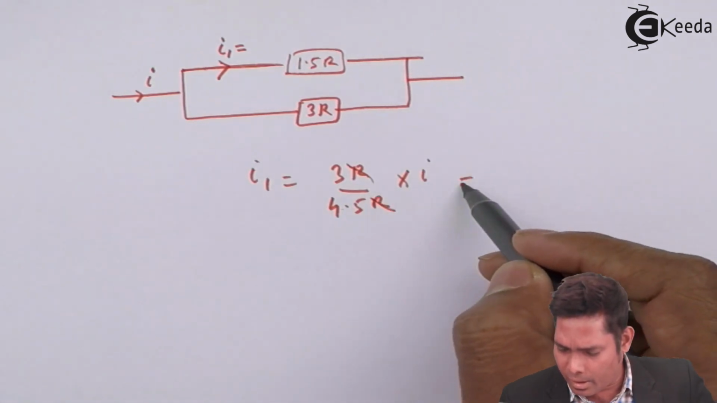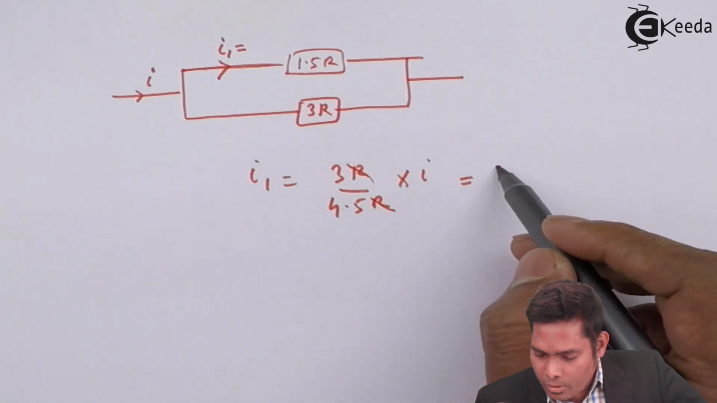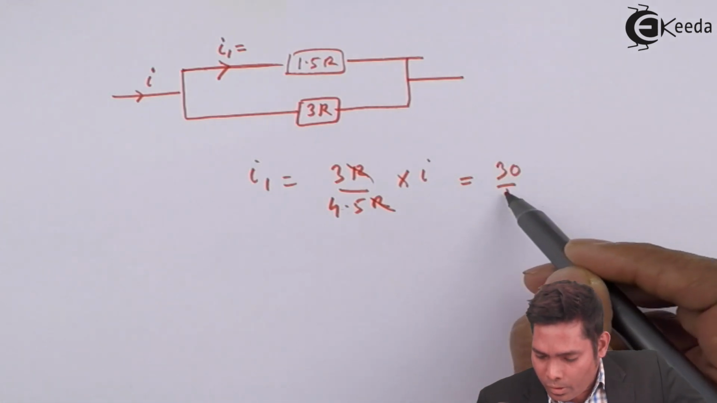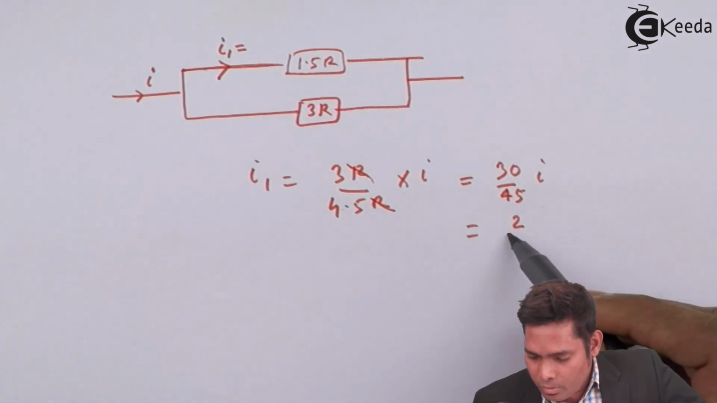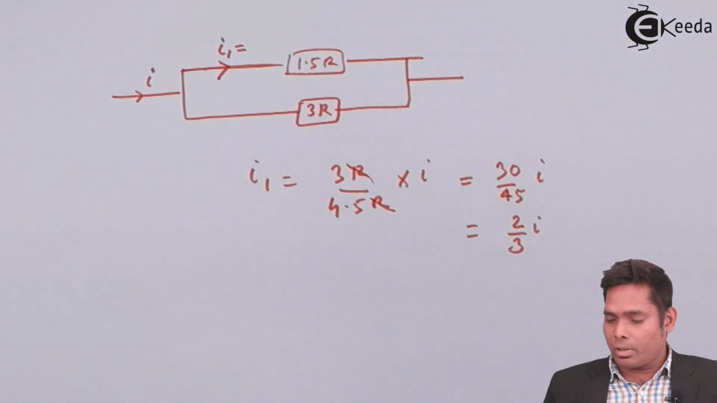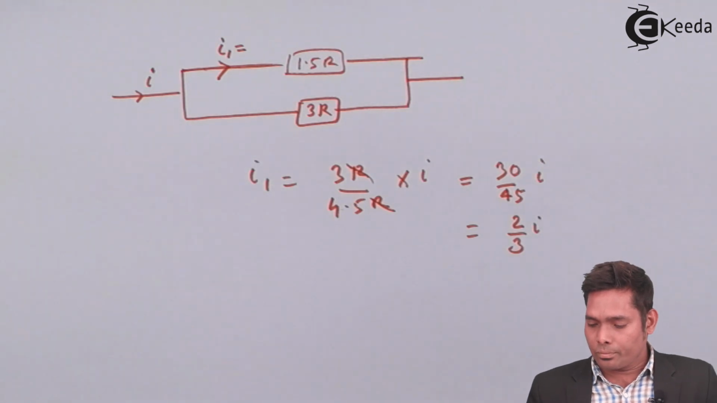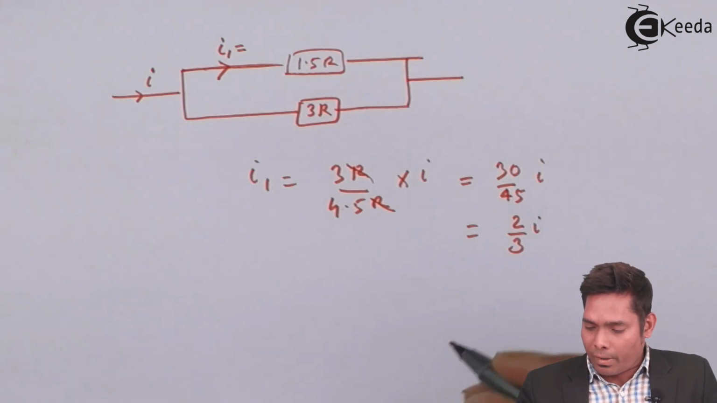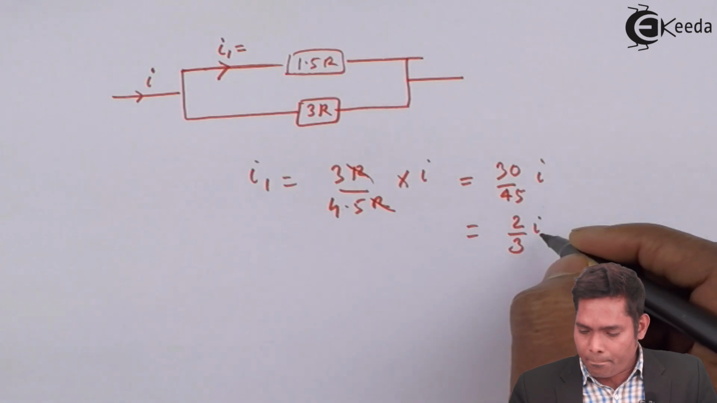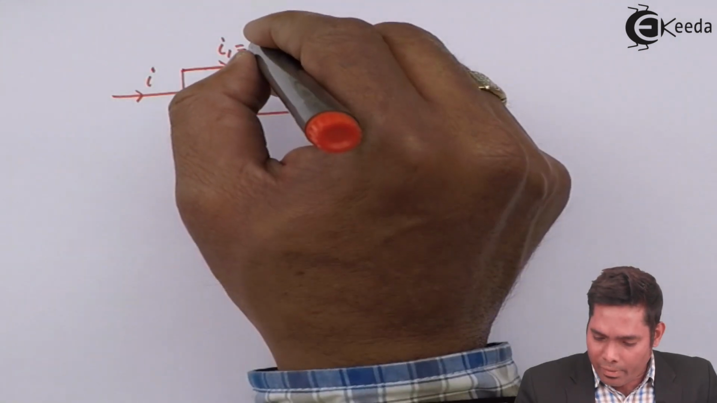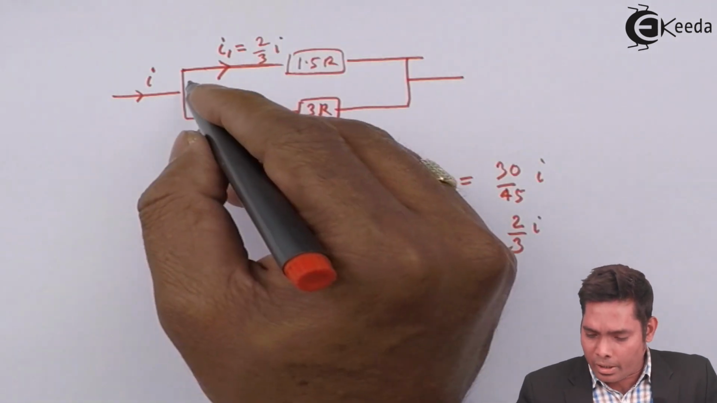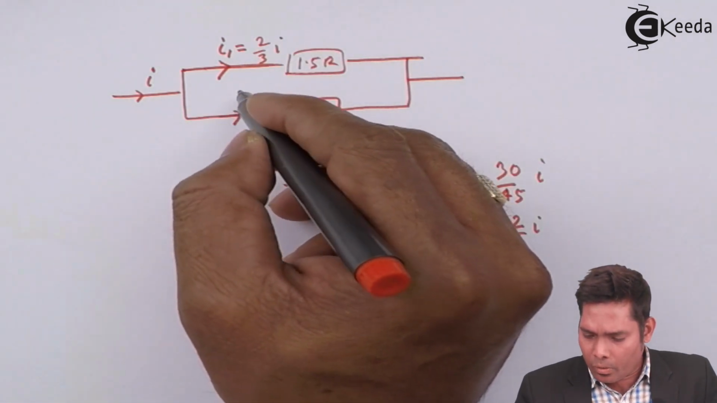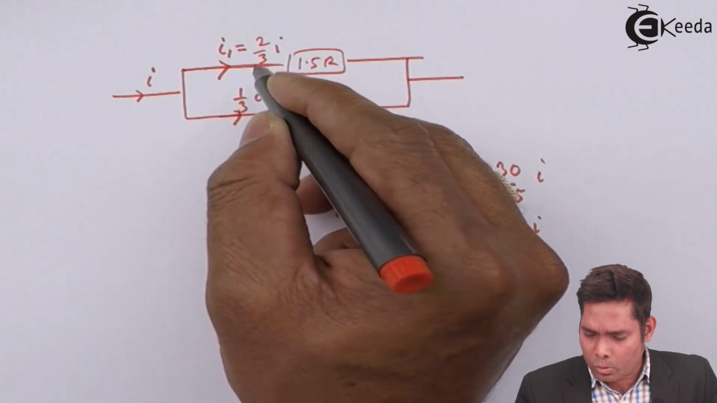R cancels, and this is 30 over 45 I, that is 2 by 3 I. So I1 is 2 by 3 I. The remaining current will flow through this, that is 1 by 3 I. The total is I.